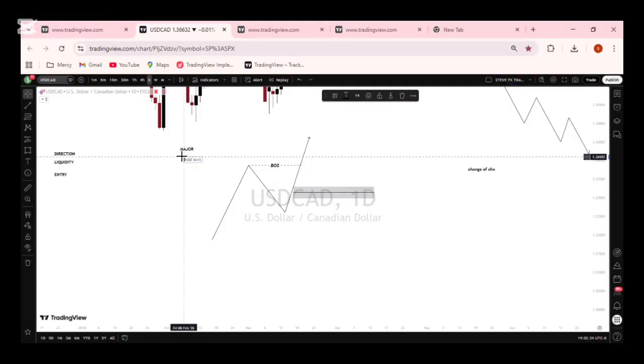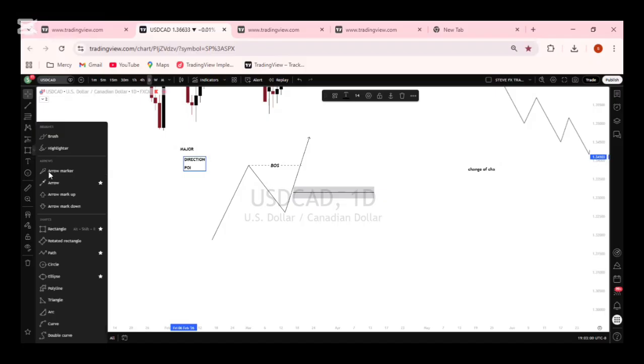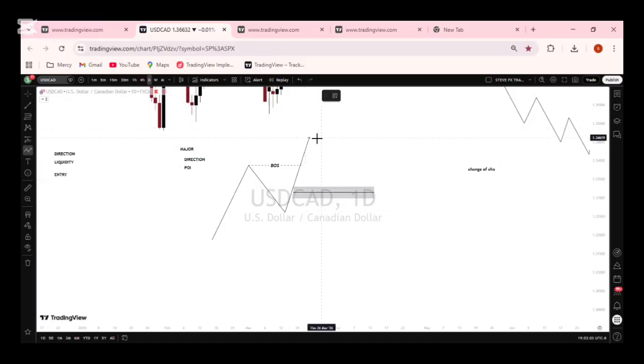So with major structures, you need to pay attention to two things. First is direction. When the market breaks the high, it indicates the direction. Also, after the market has broken the high, you need to find your point of interest. That is the zone that the market will react from before it continues in a direction.